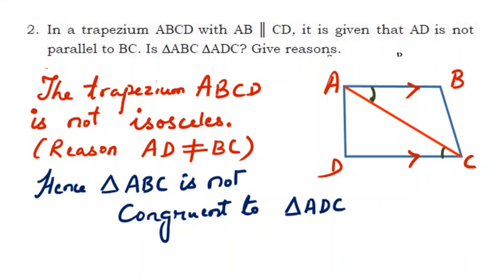Obviously, for any trapezium, AD should not be parallel to BC. Okay, AB is parallel to CD means AD is not parallel to BC. It is compulsory for a trapezium. Both the sets are never parallel. Now they want us to find out triangle ABC and ADC whether they are congruent. ABC and ADC. I hope I have drawn the diagonal and I have marked two angles.